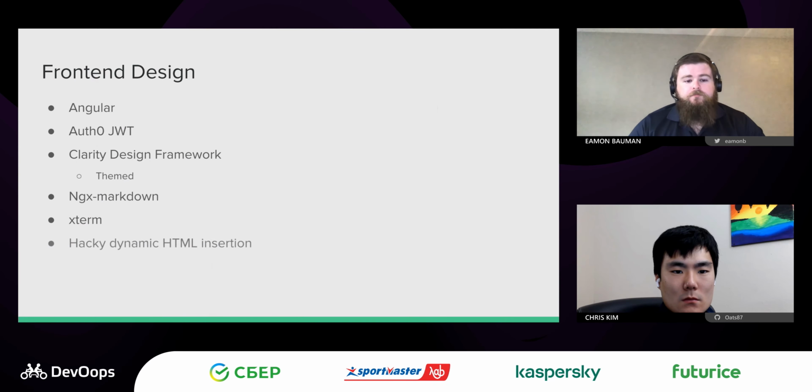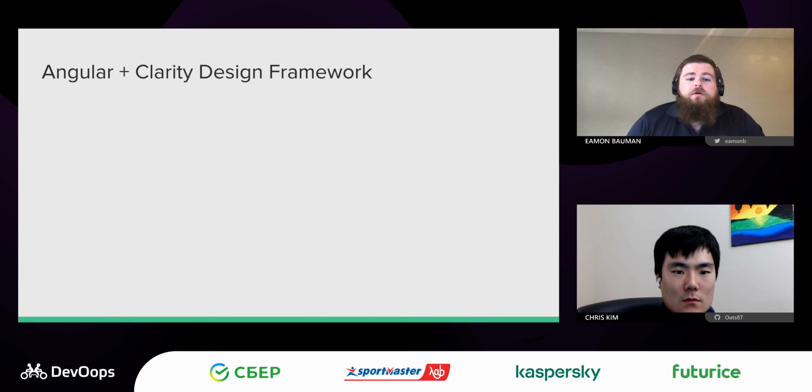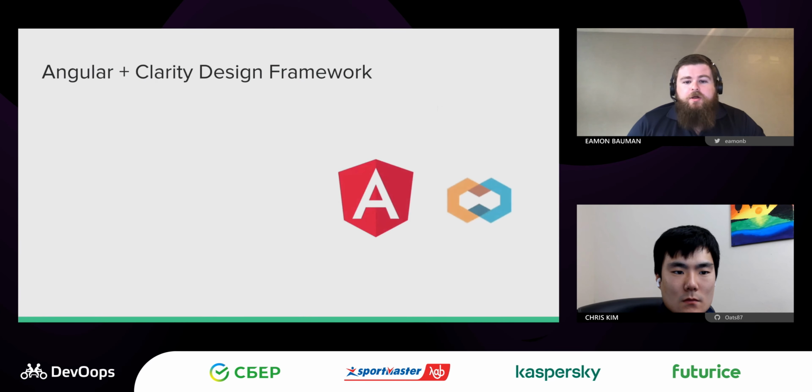We have hacky dynamic HTML insertion. This is kind of my favorite bullet point on here. Dynamic HTML is covered in a couple of slides from now, but suffice it to say that Angular does not like dynamic HTML. It prefers static templates, so there was a little bit of workaround needed to make that work. Finally, the front end integrates that click-to-run functionality that we discussed earlier as a secondary design goal for the overall HobbyFarm. So Angular plus the Clarity design framework.